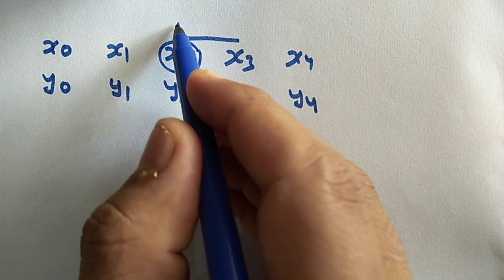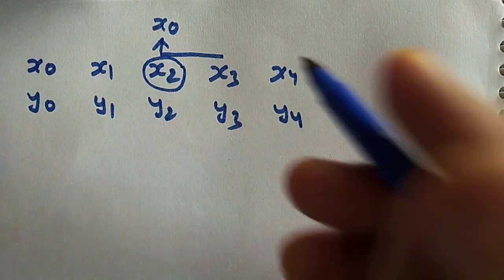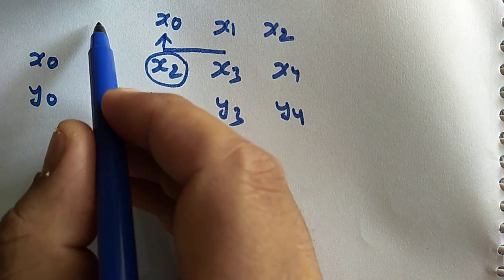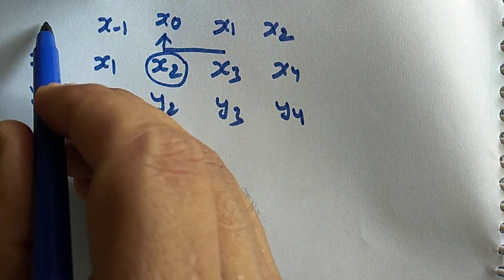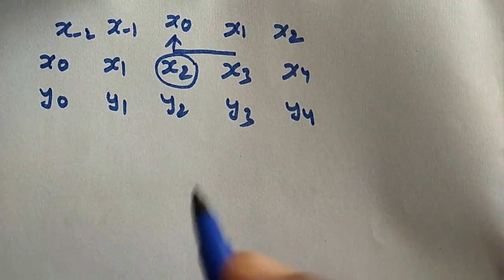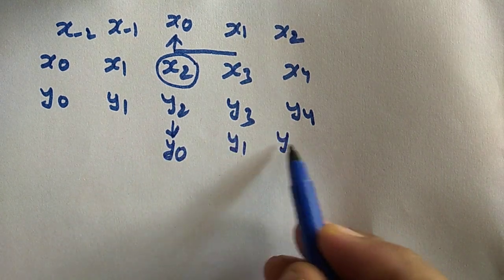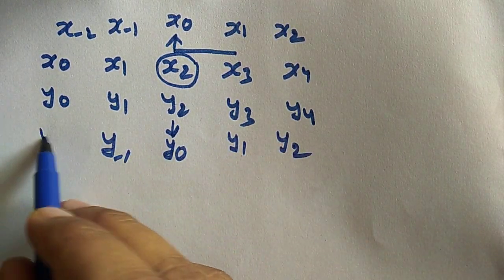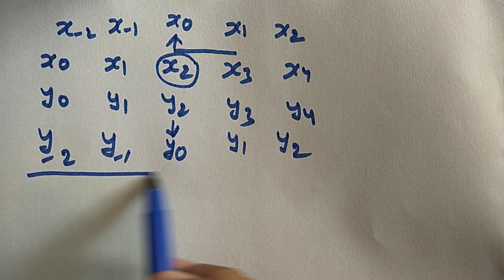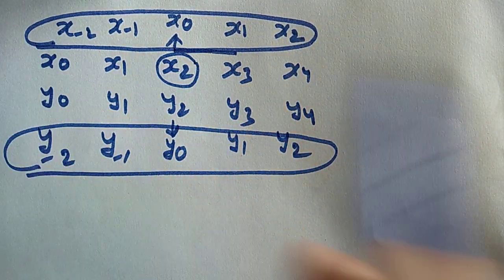The central point will be denoted as x0. And after that, this is x1, this is x2, and here we'll have x minus 1 and x minus 2. Similarly, we can write for y also. So this is y0, this is y1, this is y2, this is y minus 1, this is y minus 2. So this is the new notation by assuming x2 is the central point.